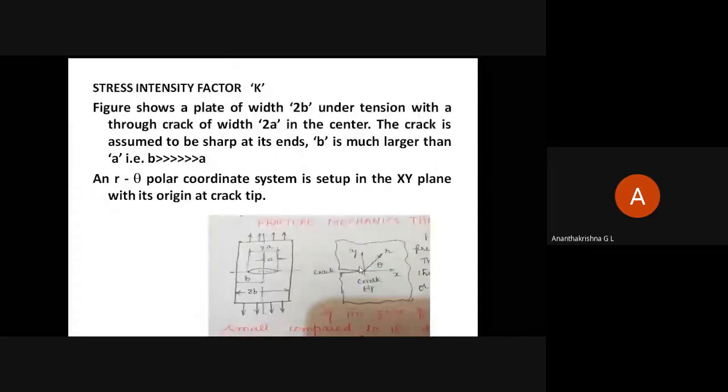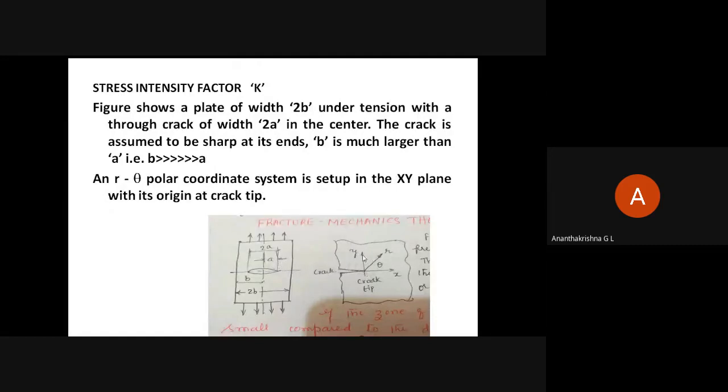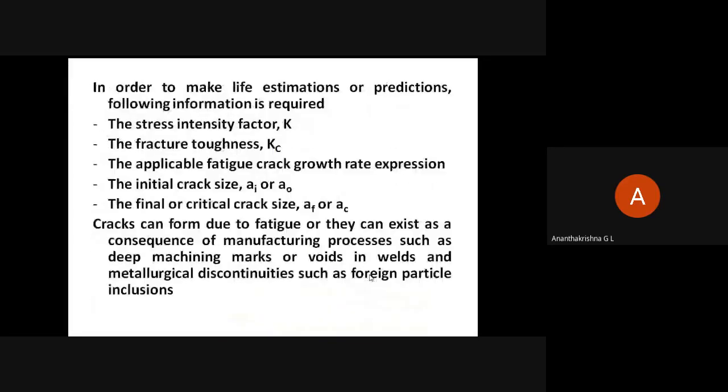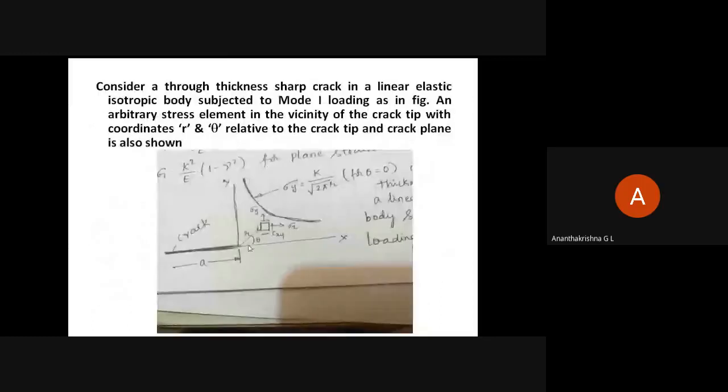Okay, so what we have taken is A to B, the length of crack, XY coordinates, considered polar coordinates in terms of r and theta at crack tip. Now taking that here. Okay, so this is the crack. This is the length of crack A. This is XY plane, and this is r and theta coordinates.